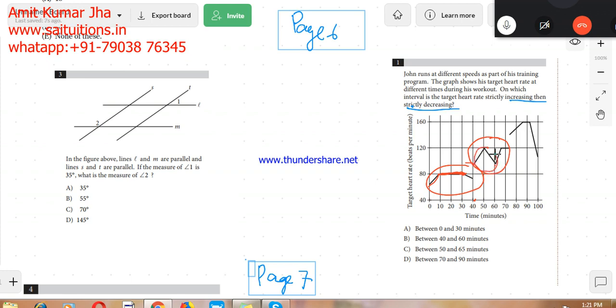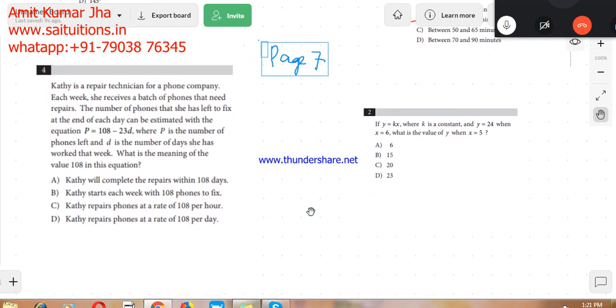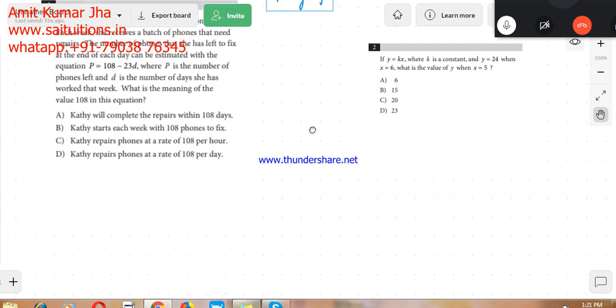From 40 to 60 it is increasing, and then it is decreasing. So that is going to be the right answer. So you saw again, this was also a very easy question. So you will get similar easier questions on the graph, and then again I have some questions from other topics. So we will discuss those topics, right?